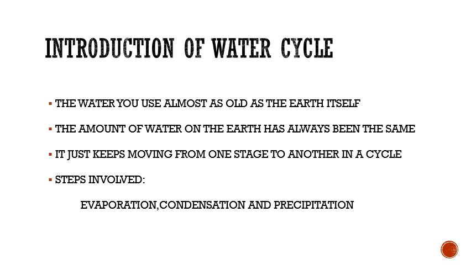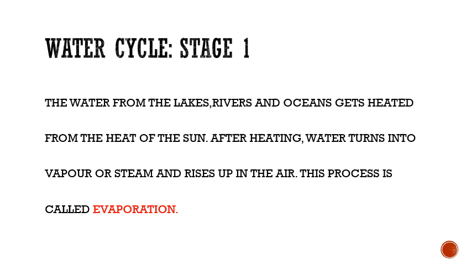Evaporation, condensation, and precipitation are the steps involved in a water cycle. Let us understand how this happens. The water in lakes, rivers, and oceans gets heated by the heat of the sun. After heating, the water turns into vapor or steam and rises up in the air. This process is called evaporation.